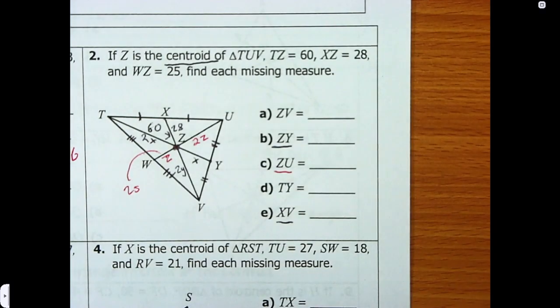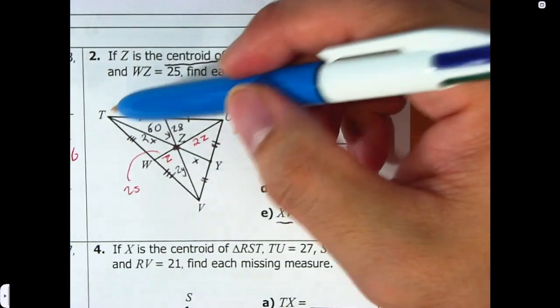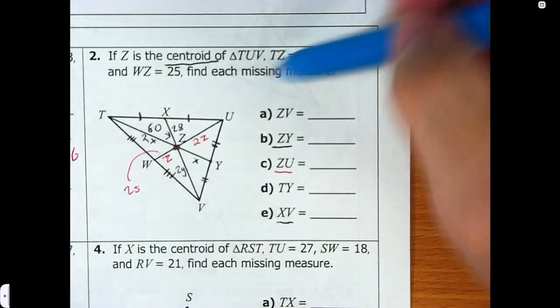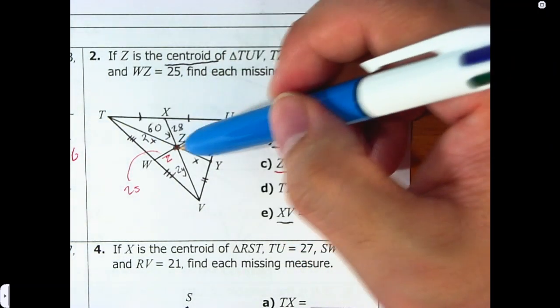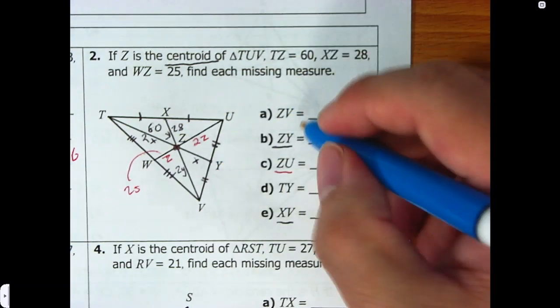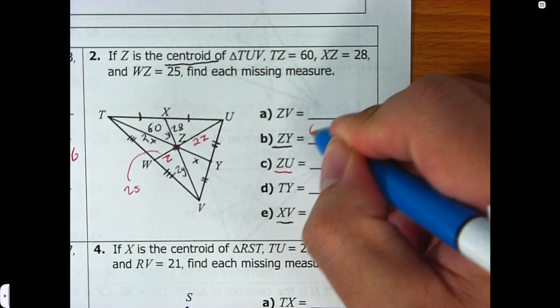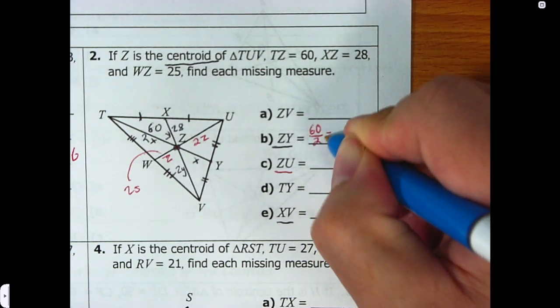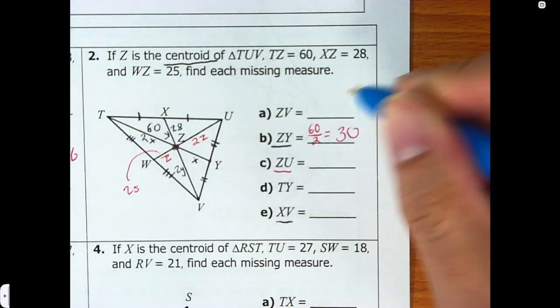Over here, because we're looking at the segment from the vertex through the centroid, we can divide it up into either 2 times or 1 time. So we already talked about how TZ is given as 60. If TZ is 60 and that's twice of ZY, then ZY is going to be just half of 60. 60 divided by 2 is 30.